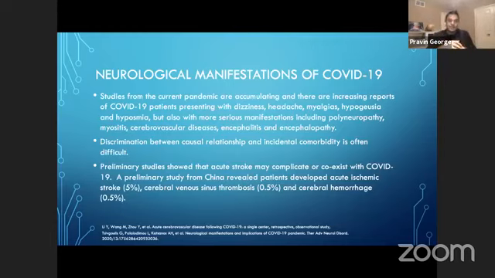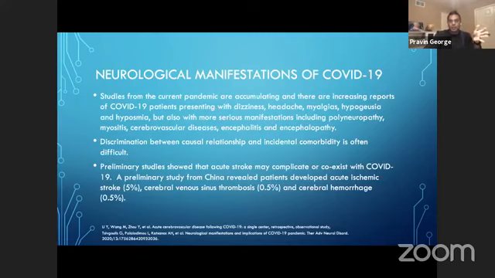This is probably going to be studied out for months, years, before we actually understand what truly was the neurological manifestation of COVID-19 and what was purely just a stroke on its own or some kind of other encephalopathy on its own. Preliminary studies, though, are showing that acute stroke may complicate or coexist with COVID-19, and that preliminary study, like I said before, showed just 5%, 0.5%, and 0.5%.